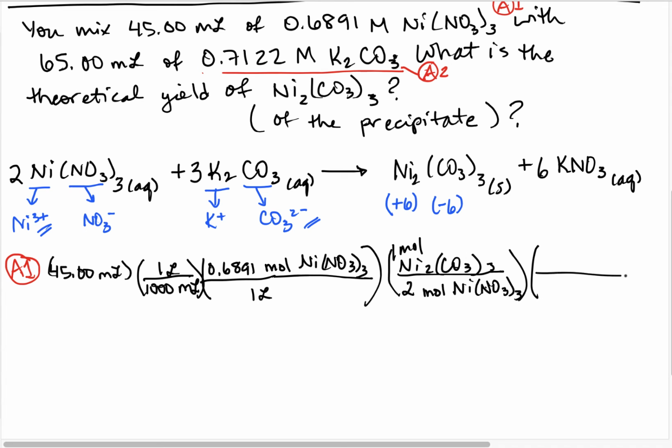And now we need to calculate the molecular weight because we're heading toward grams. And actually, I didn't even say that. I just said theoretical yield. So in a problem where I ask for theoretical yield, you could just calculate the moles. But let's do it in grams just for the practice. So when I calculate the molecular weight here, I have 261.512 grams of nickel carbonate per 1 mole of nickel carbonate.